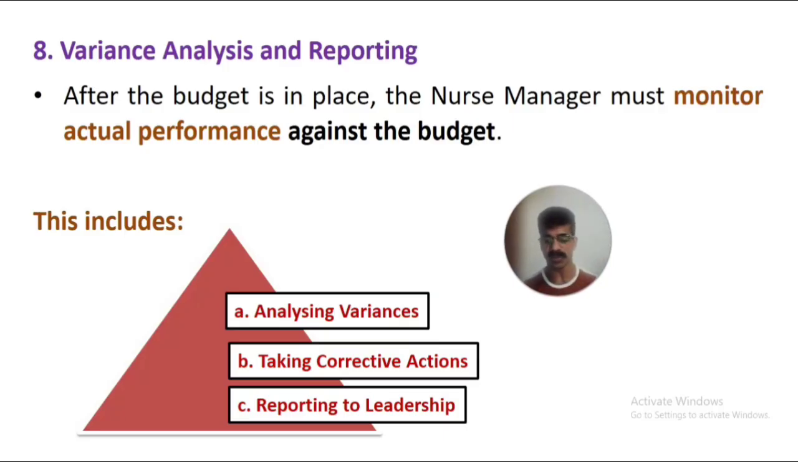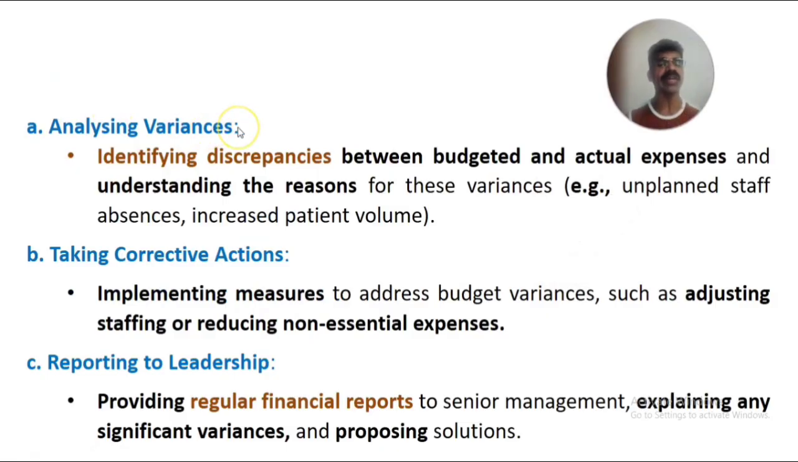Reporting to leadership. First one is analyzing the variances. So identifying the discrepancies between the budgeted and the actual expenses and understanding the reason for this variance. There would be changes between the proposed budget and actual budget. So identify why there is a change, either an increase or decrease. Find out the reasons for those discrepancies.